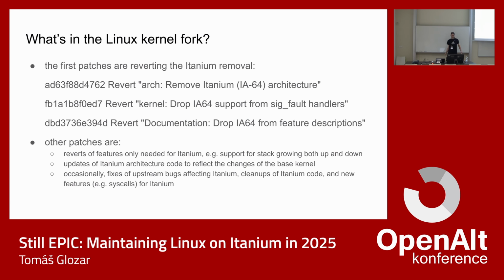So what's in the Linux kernel fork? The first patches are just reverting the Itanium removal, right? If we want to bring Itanium back to the kernel after it was removed, you revert the commits which removed it. But that is not all, because the kernel, of course, changes. There are new changes added. Other code that was needed for Itanium to work is still being removed to this day.